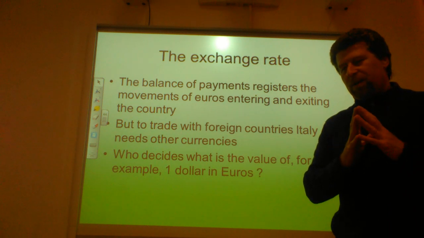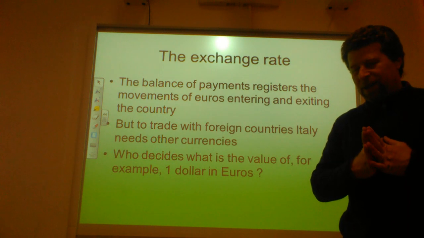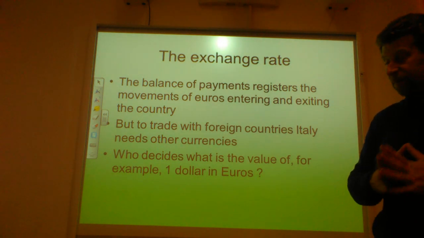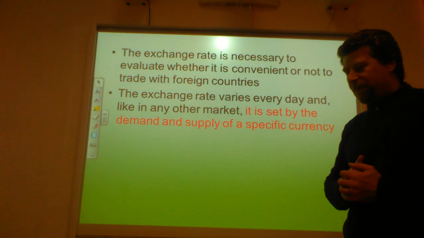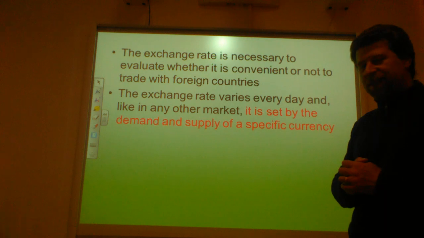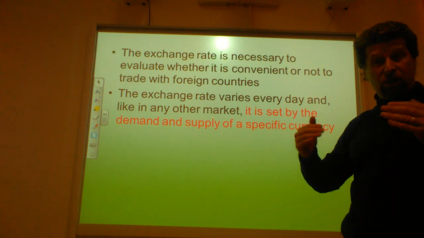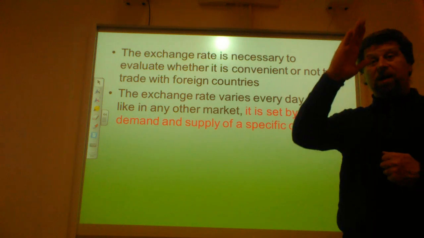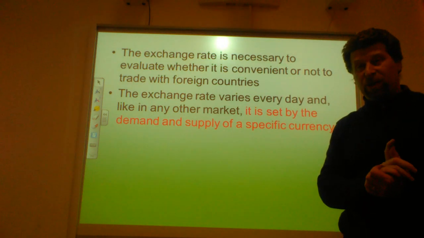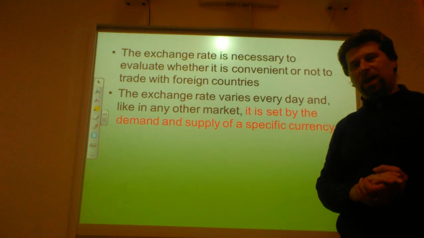Now, the big question, who establishes the value of that dollar? Well, in the modern day, it's established by the market. And we have to go back to our market theory to see how the market works through supply and demand. So the value is established through the laws of supply and demand. For example, we know if the demand goes up for something, the price goes up. So if the demand for dollars goes up, the price of dollars will go up.